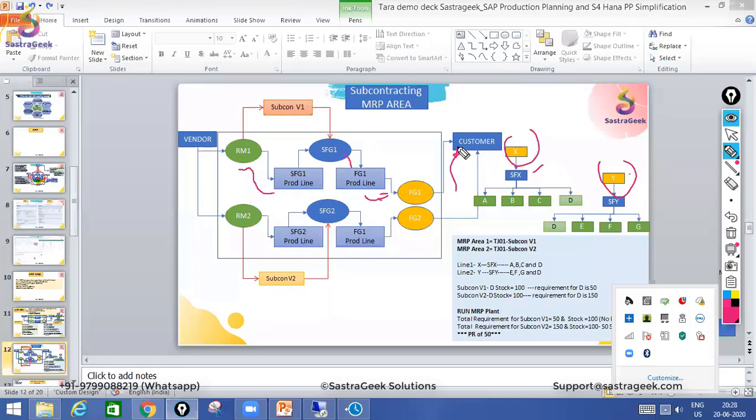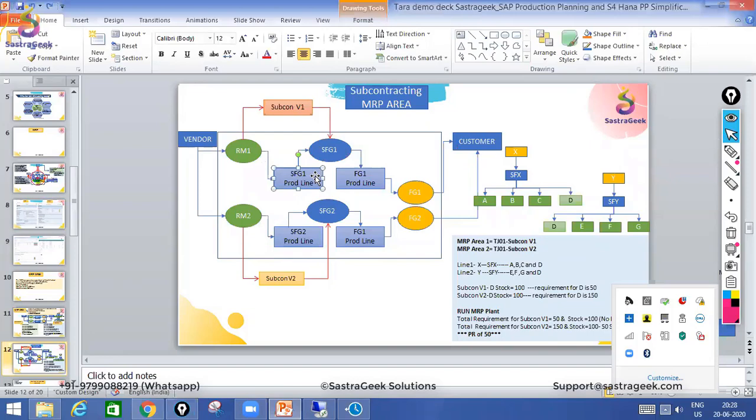Now let's say, due to some reason, my semi-finish 1 production line is in a breakdown, and I'm not going to produce more. Or in the same way, my semi-finish 2 production line is under breakdown, or maybe I'm not going to produce more in my premises. For that, I need to have a subcontractor.